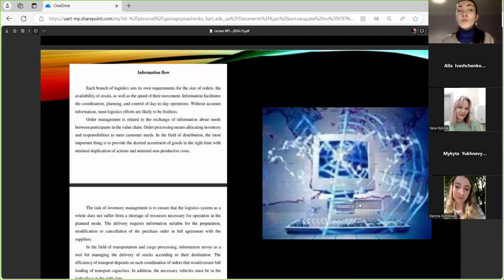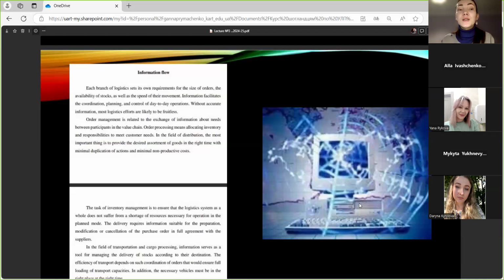Each branch of logistics sets its own requirements for the size of orders, the availability of stocks, as well as the speed of this movement. Information facilitates the coordination, planning, and control of day-to-day operations. Yes, we need this information to know. Without accurate information, most logistic efforts are likely to be fruitless.